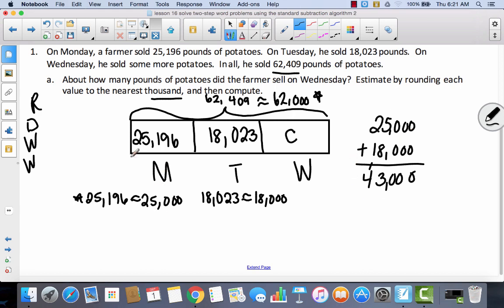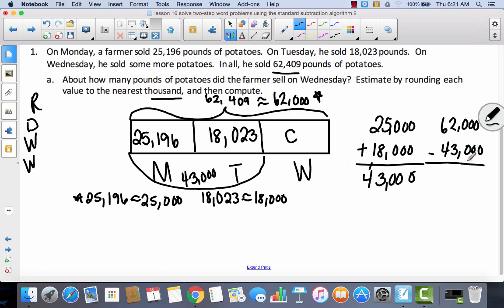So I know that together on Monday and Tuesday, this is about 43,000. So if I want to find this missing part, I know that this whole part is 43,000, and 43,000 plus whatever C is going to equal 62,000. That tells me that in order to find C, what do I have to do with 62,000 and 43,000? I need to subtract, right? So I'm going to subtract here.